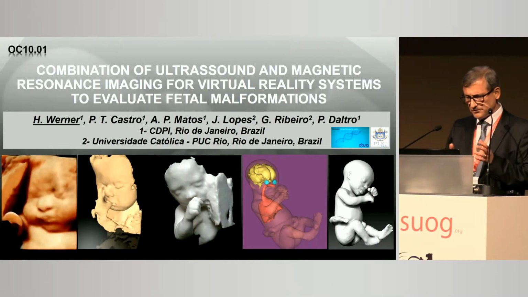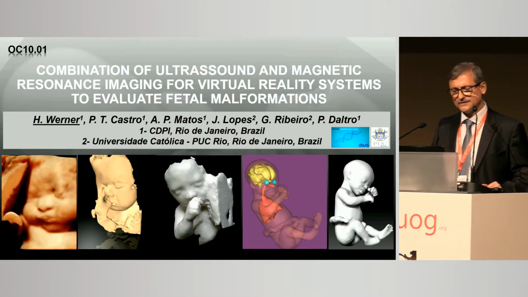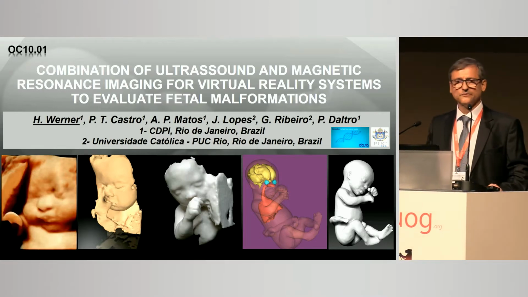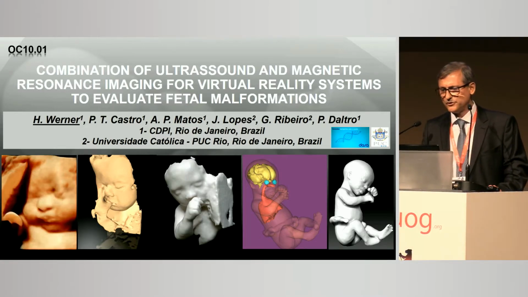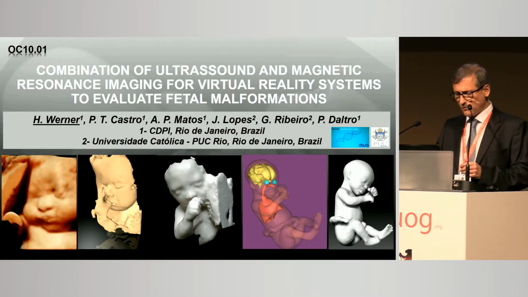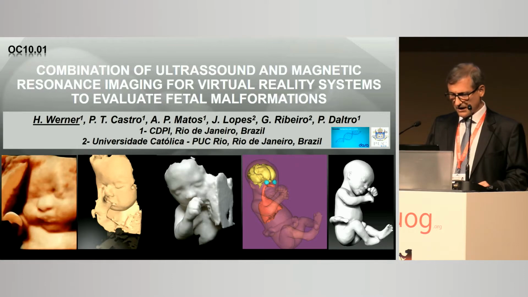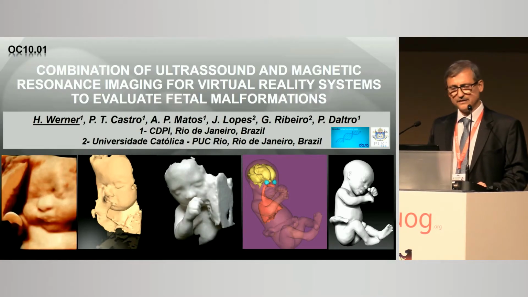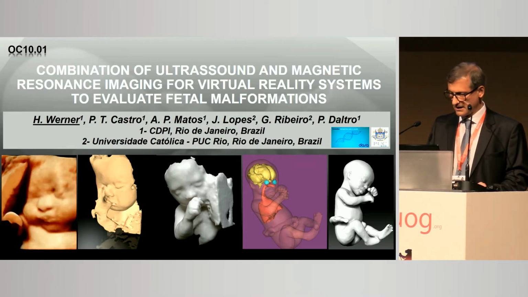So what I showed here in these oral communications looks like the same here. We select some case. So it's combination of ultrasound and MRI for virtual reality systems to evaluate fetal malformations. So what you see here is a fetus with Down syndrome. So the reconstruction by ultrasound. And here, the same reconstruction by MRI.